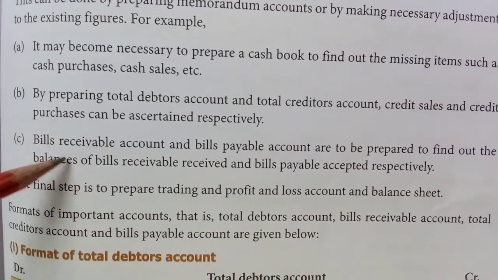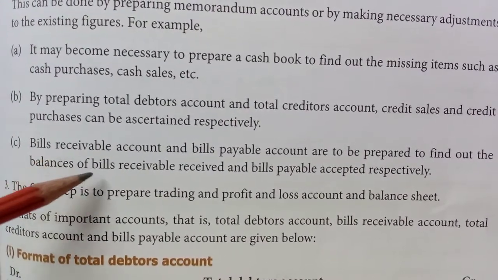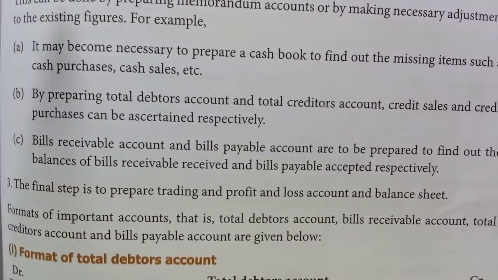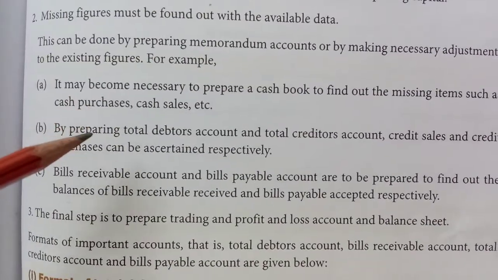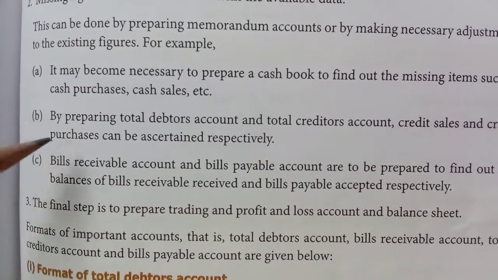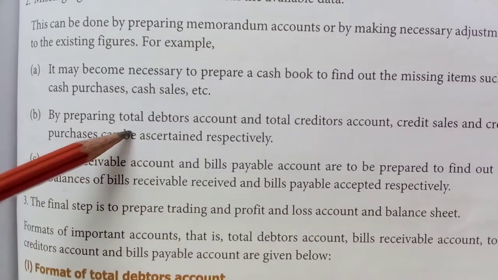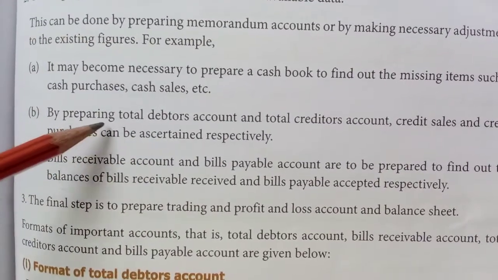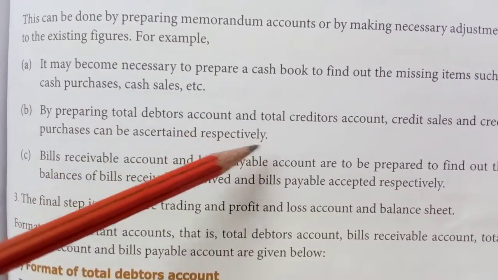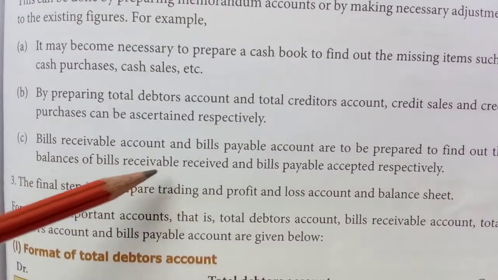With these items we can prepare the trading account and profit and loss account, because purchases we have got, and opening capital is there. So with these items we can prepare the final accounts. For that, in the beginning stages they will ask you to prepare only one account, either the total debtors account to calculate the credit sales, or the total creditors account to calculate the credit purchases, and the bills receivable account and bills payable account.